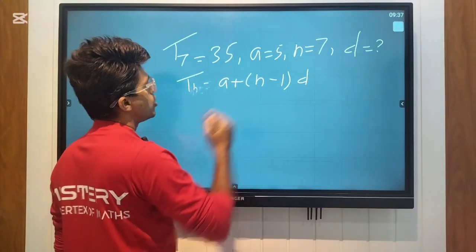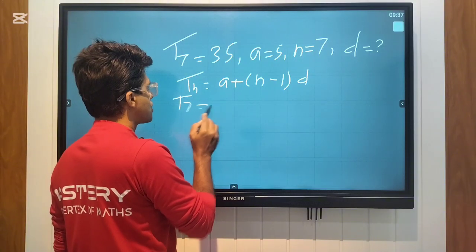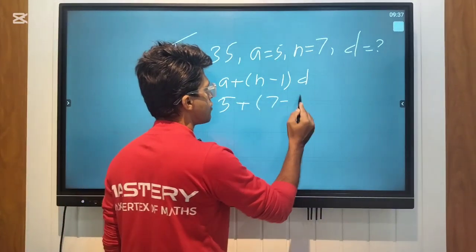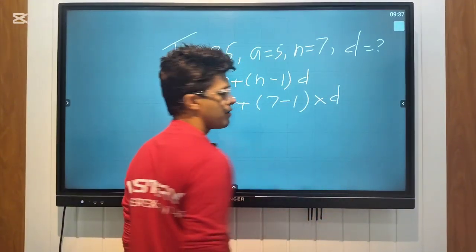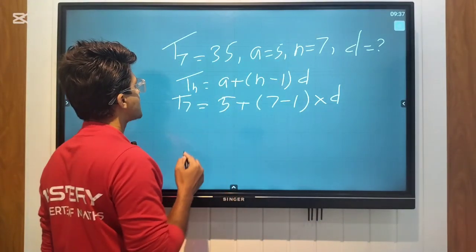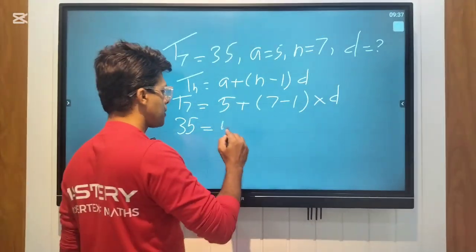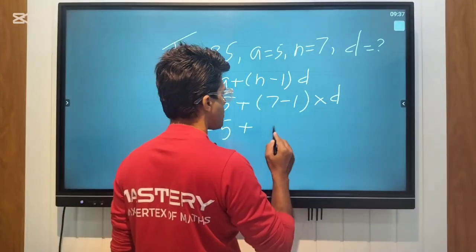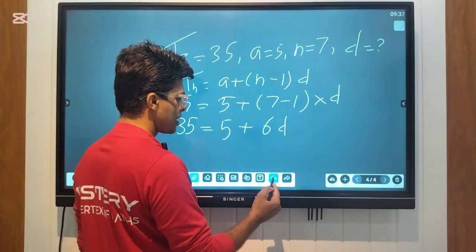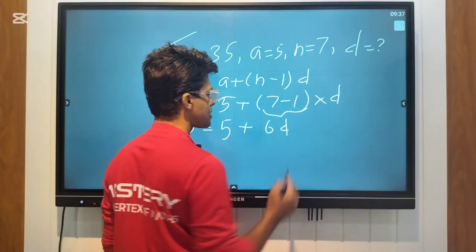So here we know that n equals 7, a equals 5, and for n equals 7, 7 minus 1, d we do not know really. We are going to get the value of d here. So T7 has been given as 35, that's written here. So 35 equals 5 plus 6, since 7 minus 1 is 6, then 6 times d is 6d.